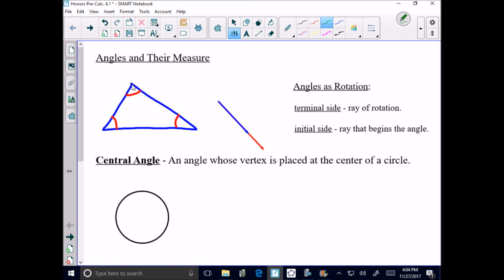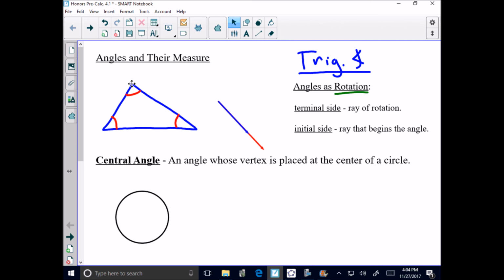When we think about angles as inputs of trig functions, we want to think about angles as quantities of rotation. So in general right here, when we're talking about trigonometric angles, we're going to use the abbreviation trig, and then this little symbol right after trig is going to be our symbol for angle, or one of the symbols for angle. We're going to say that we're talking about angles as quantities of rotation.